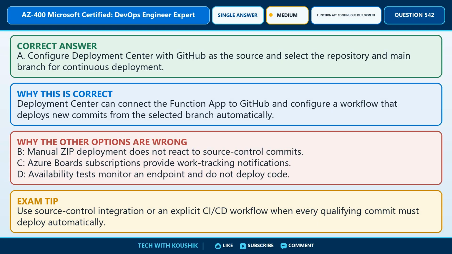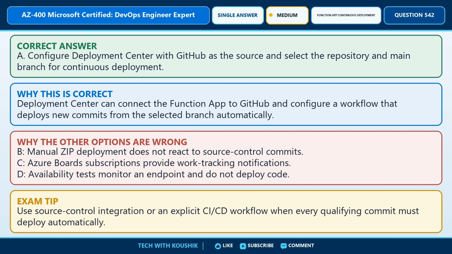The correct answer is Option A. Configure Deployment Center with GitHub as the source and select the repository and main branch for continuous deployment. Here's why. Deployment Center can connect the Function app to GitHub and configure a workflow that deploys new commits from the selected branch automatically. Why are the other options not correct?